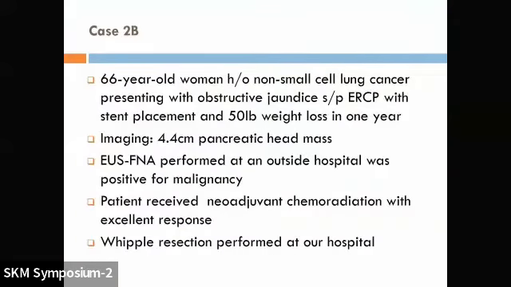Next case, which is somewhat similar to the last one, is a 66-year-old woman who has a history of lung cancer and a profound weight loss of over 50 pounds, presenting with obstructive jaundice. On imaging, a 4.4 centimeter pancreatic mass was identified. Again, FNA was performed at an outside hospital, which was positive for malignancy. The patient received neoadjuvant chemotherapy with excellent response, and a Whipple resection was performed at our hospital.